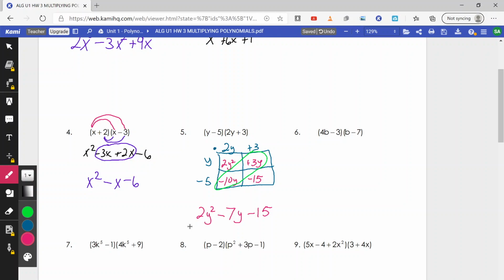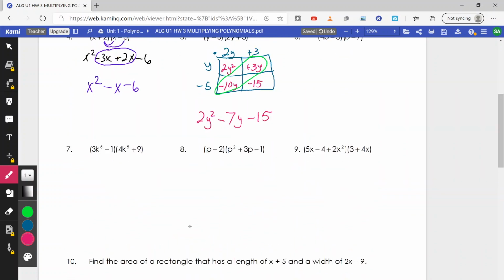So distribution, the process remains the same, whether it's 2 items times 2 items, or 2 items times 3 items, or 3 items times 2 items. It really doesn't matter. Whatever's first in the parenthesis, I multiply times everything in the other parenthesis, and then whatever would be next, I multiply times everything inside parentheses as well. For instance, number 8 will be the last one that I do here. We have p minus 2 times p squared plus 3p minus 1.